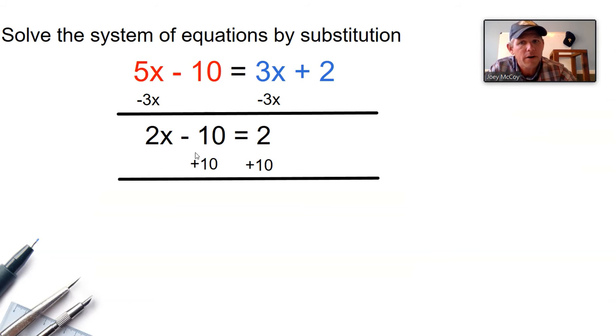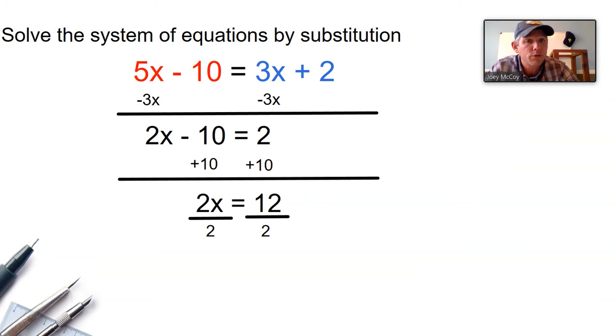Now I've got my zero pair here on the left, negative 10, positive 10. And on the right, I have 2 plus 10. That gives me 2x equals 12. And I think, okay, how do I do the opposite here? I added, subtracted. What is connecting that 2 to the x? Oh yeah, multiplication. 2 times x. The opposite of multiplication is division. So I divide. 2 divided by 2 is 1. And 12 divided by 2 is 6.